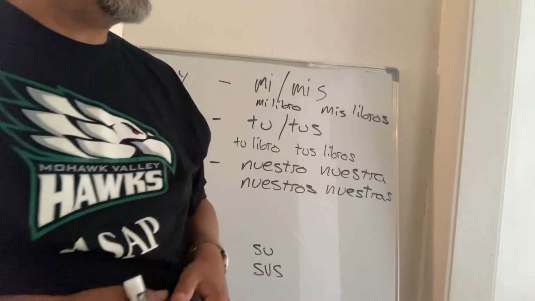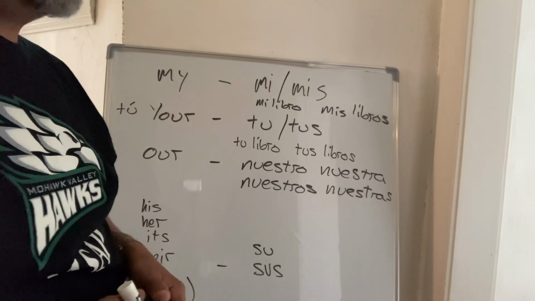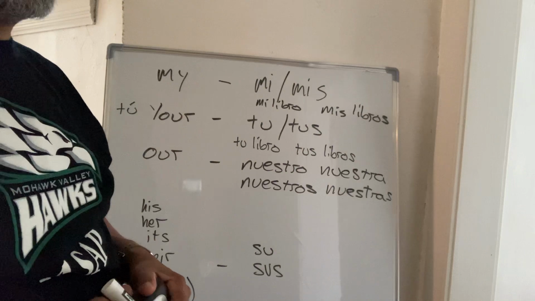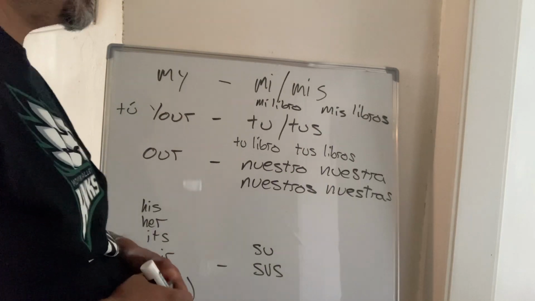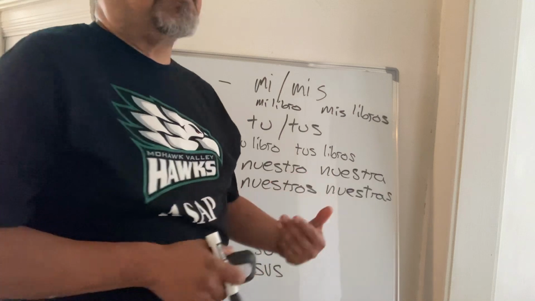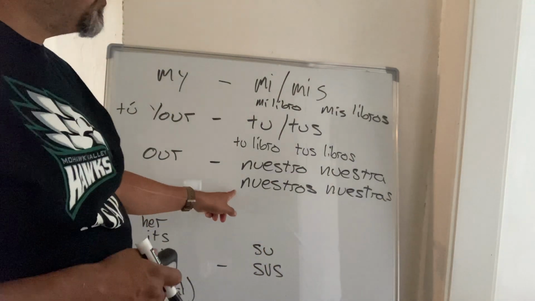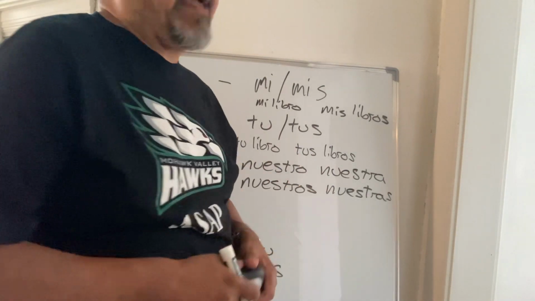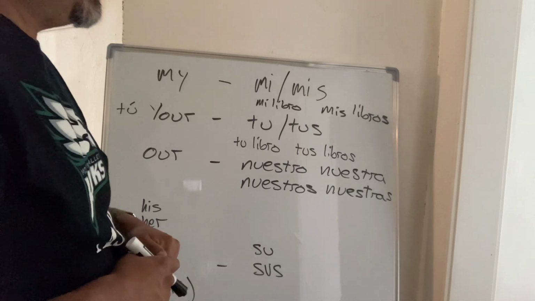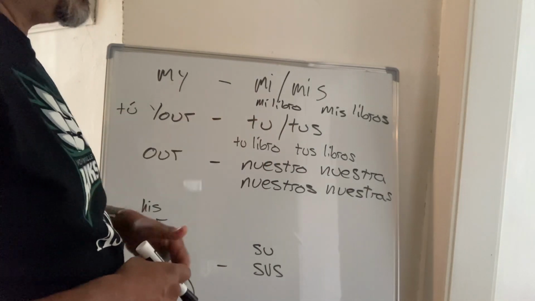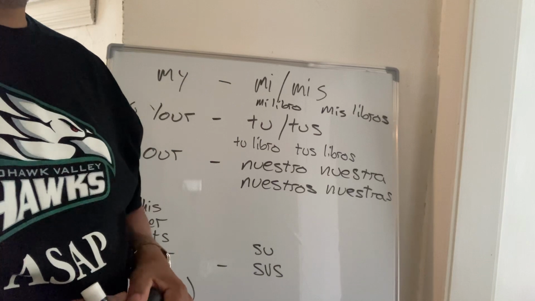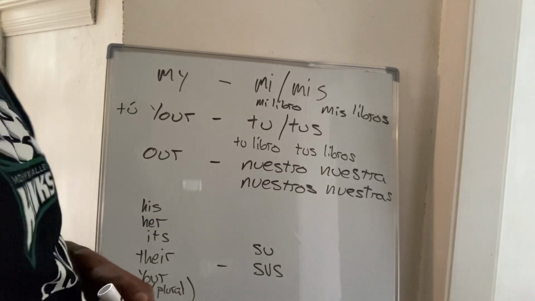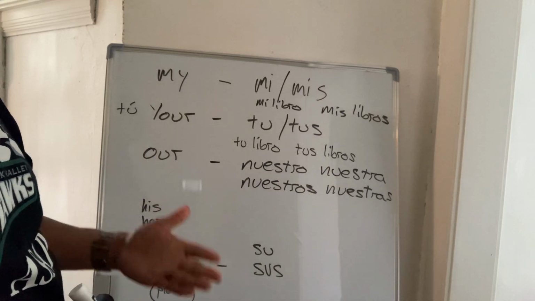Nuestra mesa, our table. Even if it's two guys that own a table together, it's still nuestra mesa, our table, because tables are feminine. Nuestros libros, our books, and nuestras mesas, our tables. So, picking the correct form of our, you need to decide whether the object, the possession, is either masculine or feminine, and if it's singular or plural.